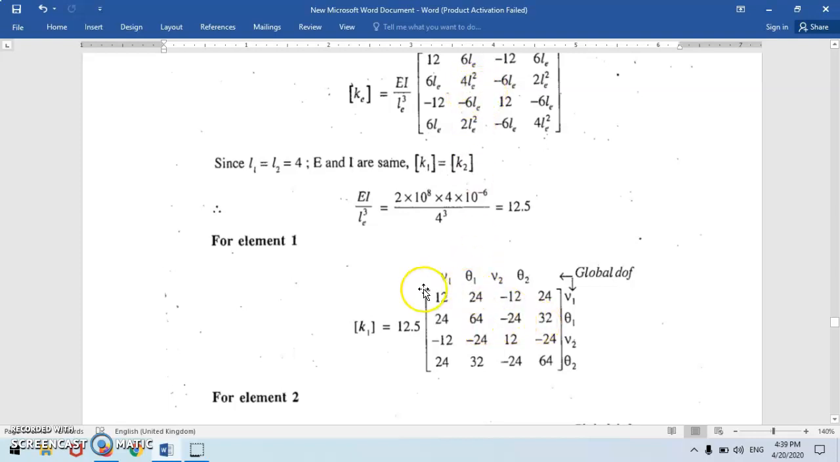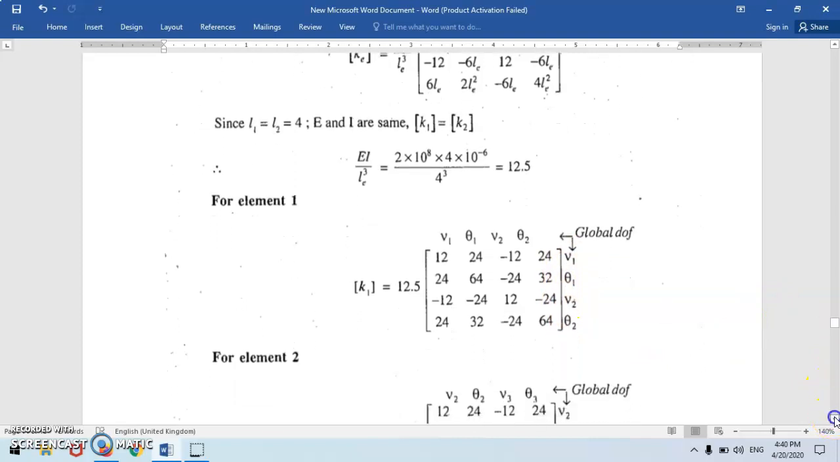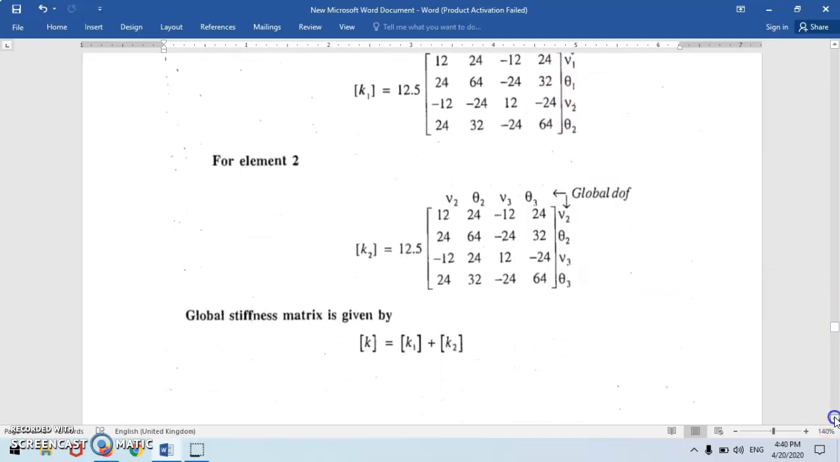So like this you need to write K1, or you can also call it Ke1, the elemental stiffness matrix of the first element. Clear? The names we give for the rows and columns are v1 theta 1, v2 theta 2, v1 theta 1, v2 theta 2, because this is between the first node and the second node. Similarly we also find the elemental stiffness matrix of the second element.